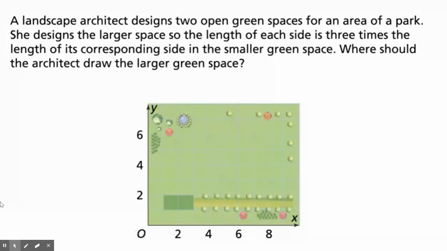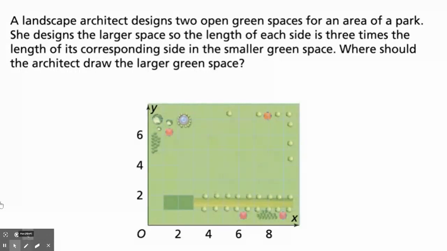A landscape architect designs two open green spaces for an area of a park. She designs the larger space so the length of each side is 3 times the length of the corresponding side in the smaller green space. Where should the architect draw the larger green space?